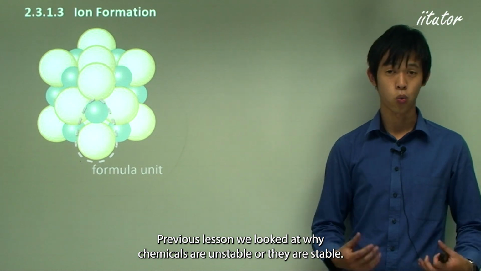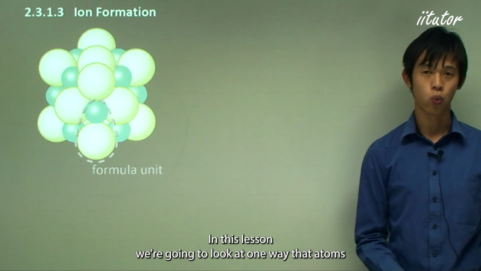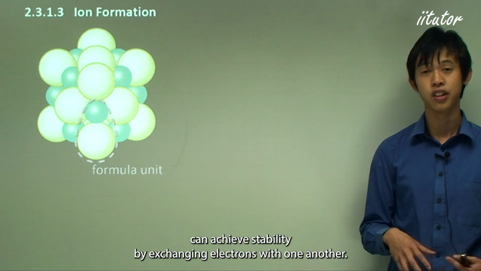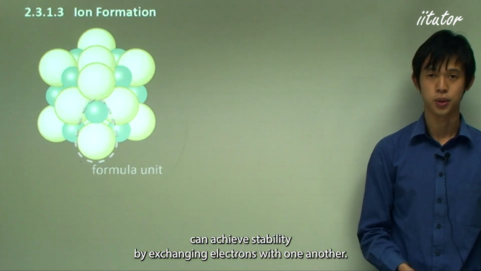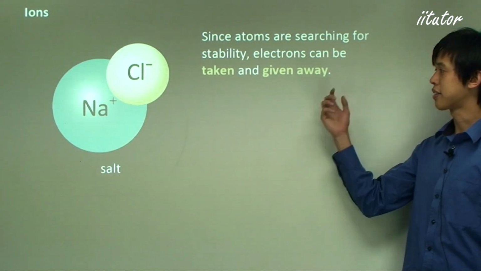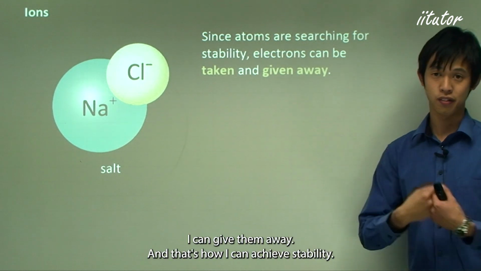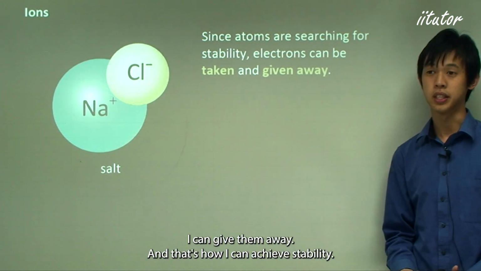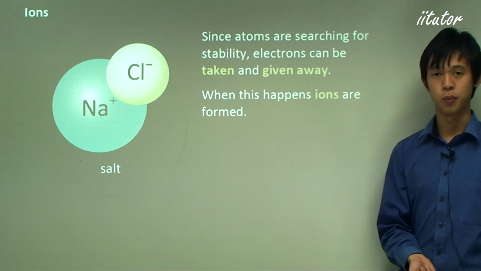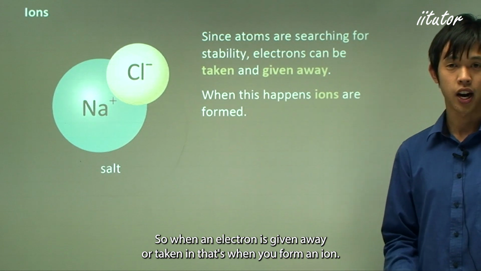In the previous lesson, we looked at why chemicals are unstable or stable. In this lesson, we're going to look at one way that atoms can achieve stability by exchanging electrons with one another: ions. Since atoms are searching for stability, electrons can be taken and given away. If I'm an atom, I could take an electron or I could give them away, and that's how I can achieve stability. When this happens, ions are formed. When an electron is given away or taken in, that's when you form an ion.